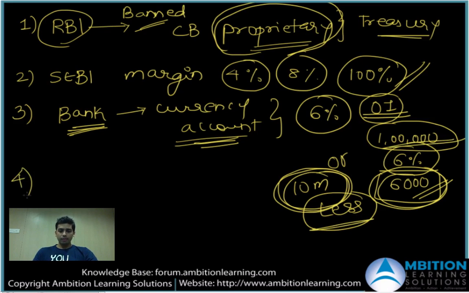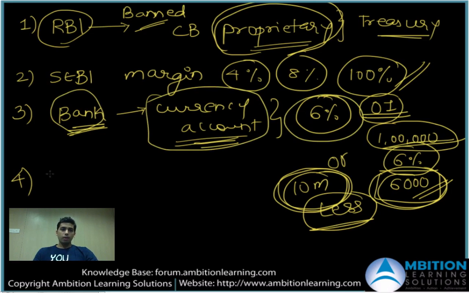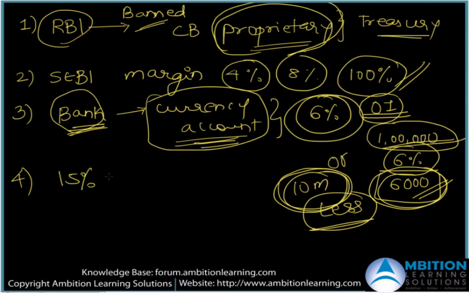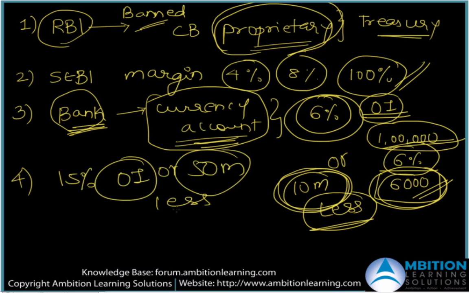The fourth thing that they went ahead and did was, so if the bank is managing the currency account for the client, the limit was 6% of open interest. But if you are a non-bank trader yourself, so if you are an individual, you cannot have more than 15% of open interest or 50 million, whichever is less. That was another thing that the RBI did.